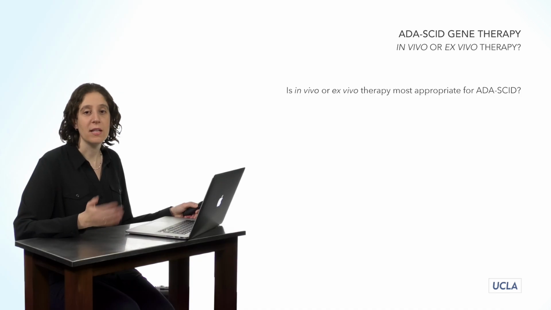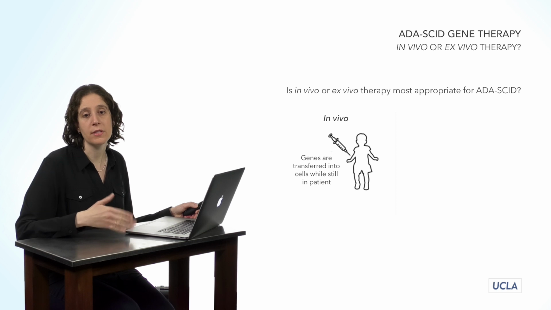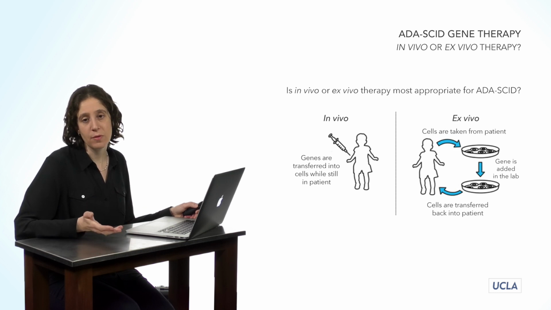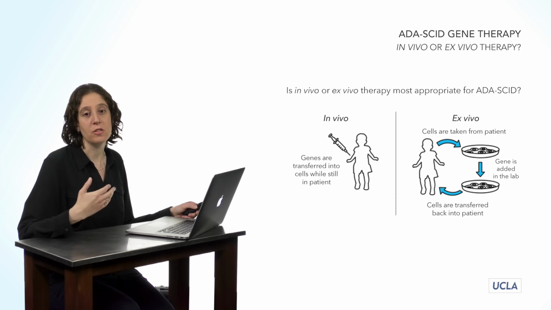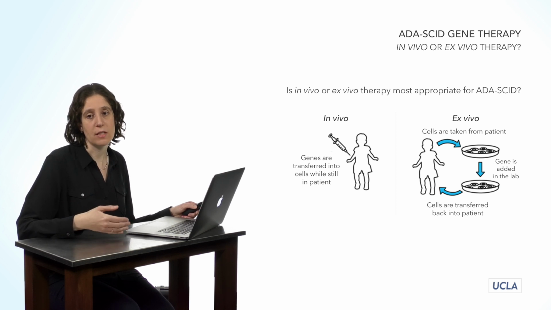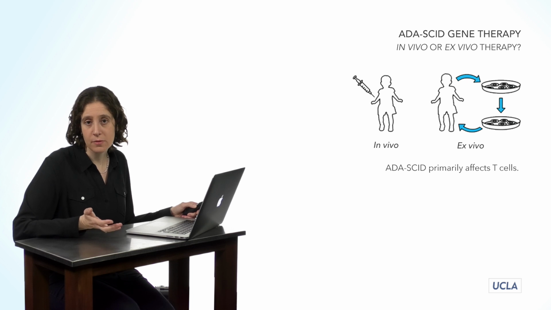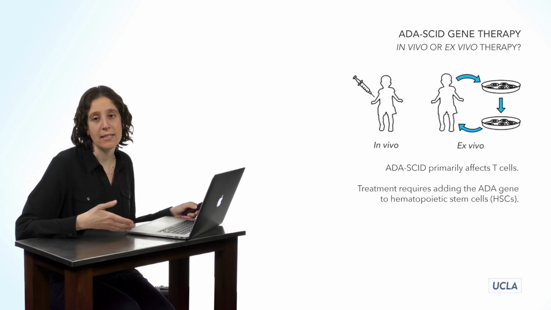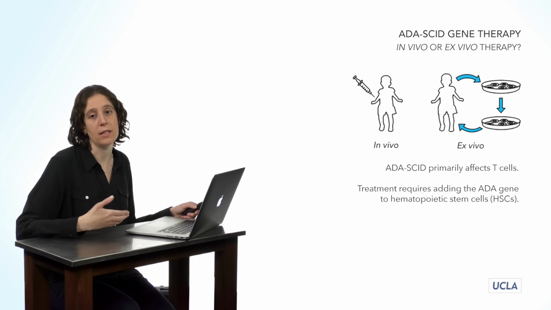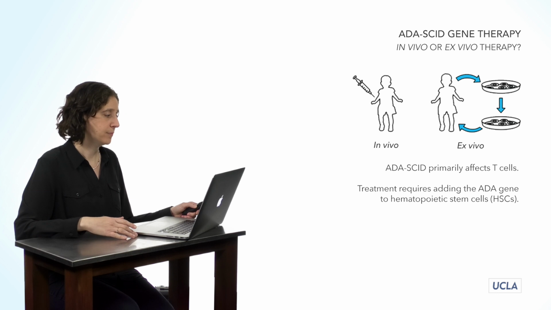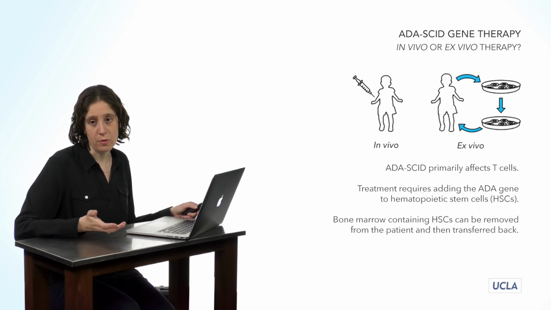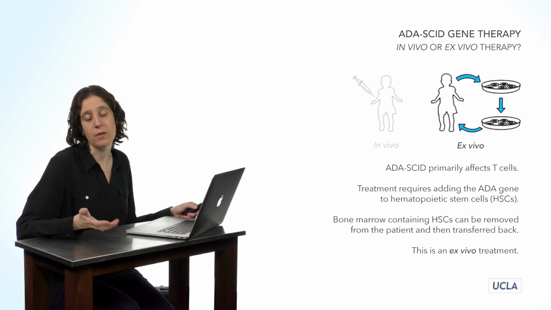The next question I want you to think about is whether in vivo or ex vivo therapy is most appropriate for ADA-SCID. So just to remind you, with in vivo therapy, genes are transferred into cells while the cells are still in the patient. Whereas with ex vivo therapy, the cells are taken from the patient, the gene is added to the cells in the lab, and then the cells are transferred back into the patient. ADA-SCID primarily affects T cells. And so treatment requires adding the ADA gene to hematopoietic stem cells, which will then give rise to T cells and other immune cells. Hematopoietic stem cells can be removed from the patient, treated, and then transferred back to the patient. So this is a form of ex vivo gene therapy.